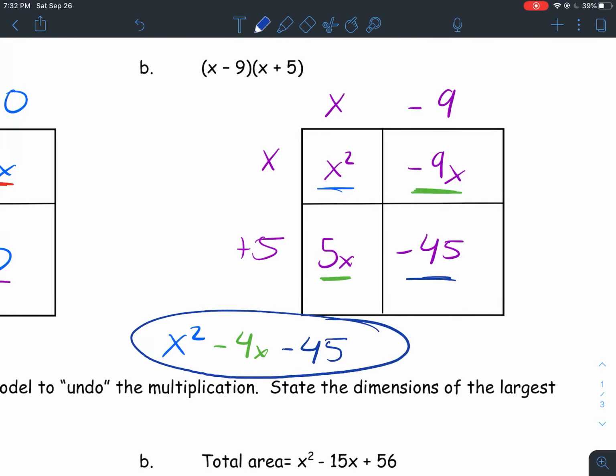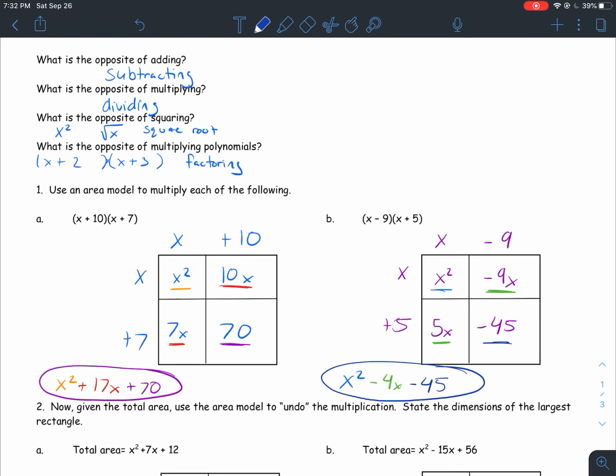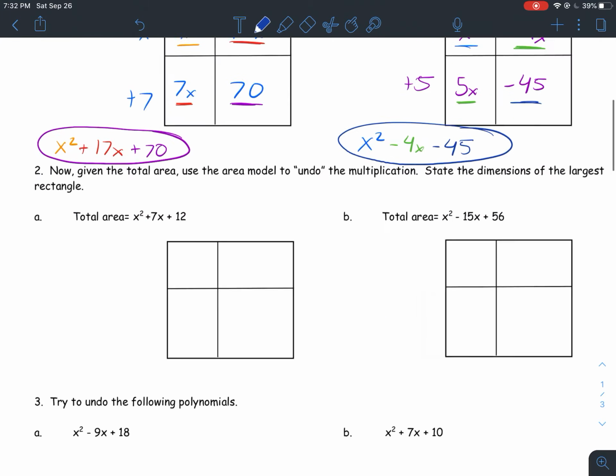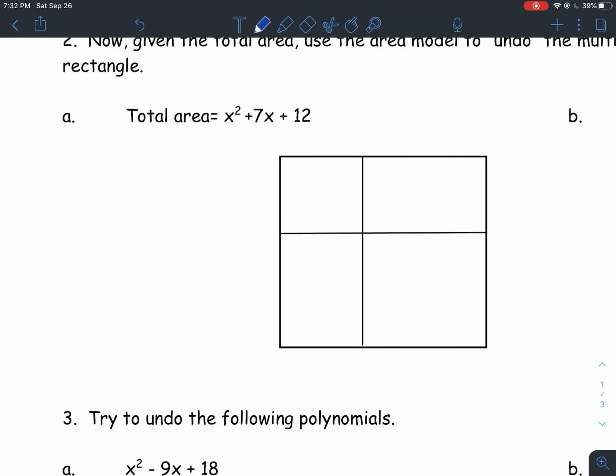All right? So I want you to keep in mind, we just talked about how the opposite of multiplying is factoring, right? And we just multiplied. So we're going to use that idea to factor. We used this area model to multiply. Now we're going to use this area model to go backwards and factor. So let's go ahead and try that. It's going to be a little bit trickier, but I know you guys can do it.